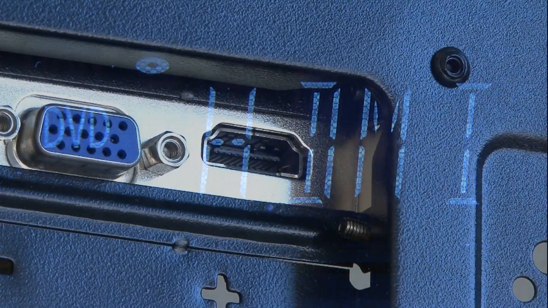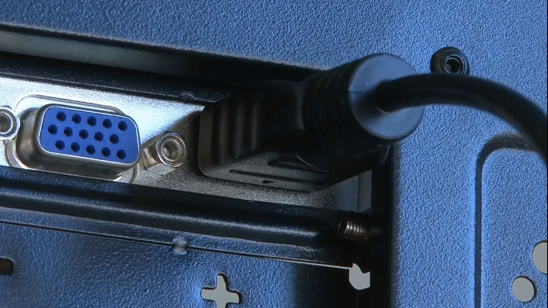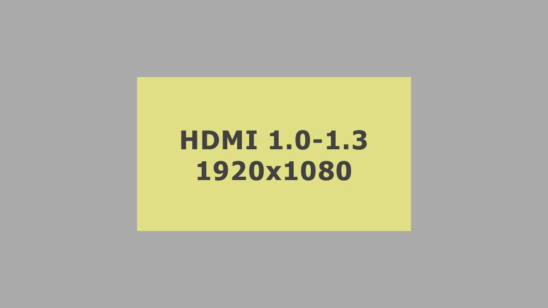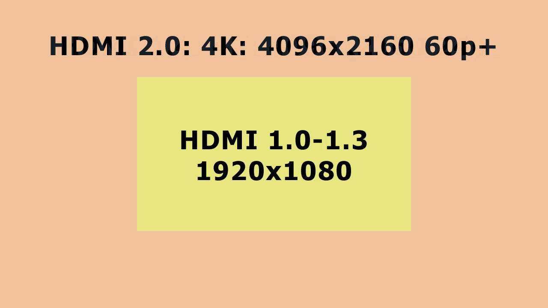The video signals carried over HDMI are identical to those used by DVI, hence allowing the use of simple adapters. While early HDMI connectors were limited to a resolution of 1920 by 1080, in 2009 HDMI version 1.4 increased this to 4K, or up to 4096 by 2160 pixels at 24p. Sometime in 2013, HDMI 2 will raise the 4K frame rate to 60p or more.